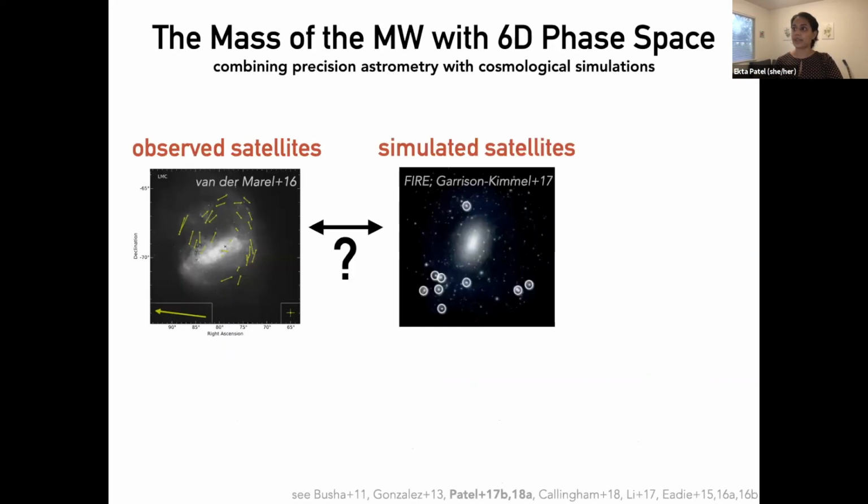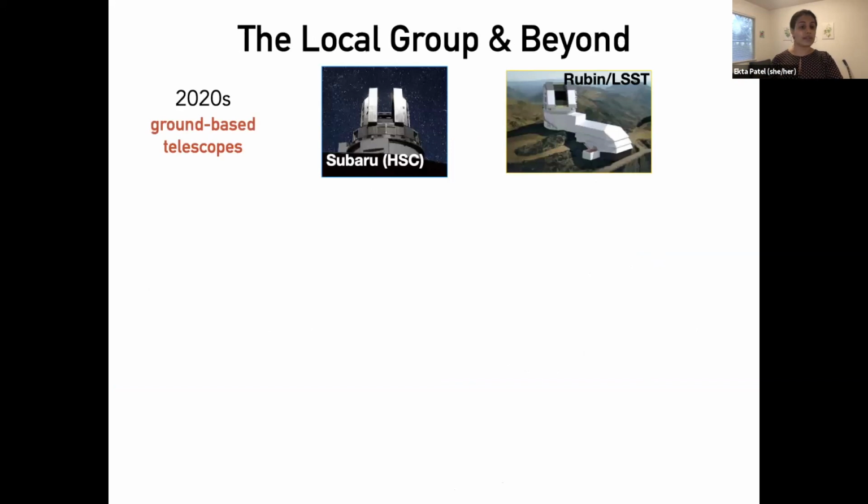So I'm going to skip the slide and just go to what we have to look forward to in the Local Group and beyond. So this is my last slide. Of course, from the ground, we have the Subaru telescope and Hyper Suprime-Cam and the upcoming Rubin Observatory that will really help illuminate more satellites around the Milky Way and M31 and even around galaxies just beyond the Local Group.